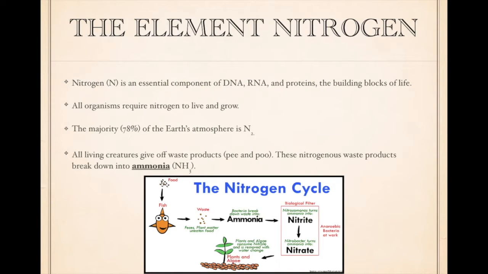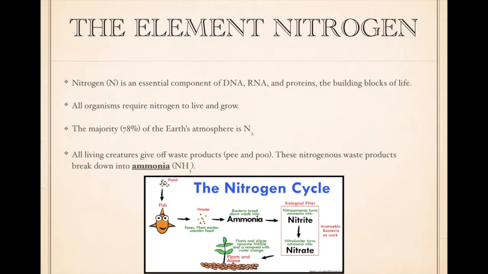Nitrogen is found in DNA, RNA, and specifically proteins, because it's found in the amino part of the amino acid, the NH2. So that's very important. Now, all living things give off waste, urine and feces, and nitrogen is a common component in feces and pee. And that's what gives it this strong smell, especially if you ever smelled animal urine. That's the ammonia, the NH3.